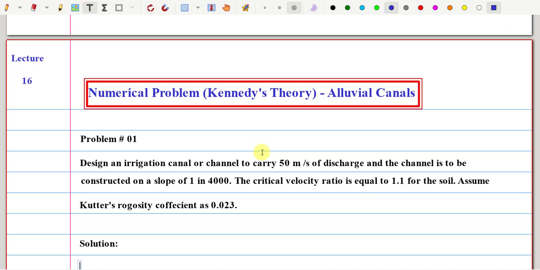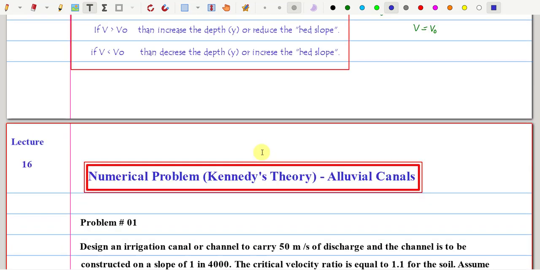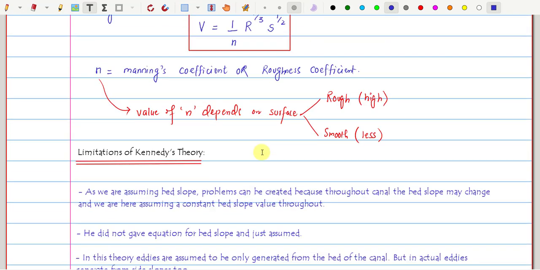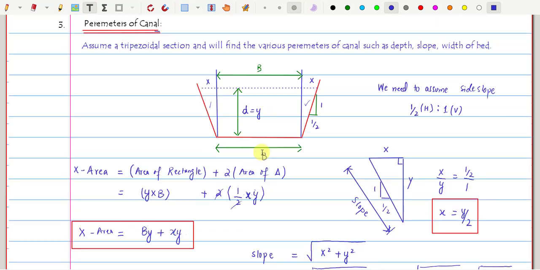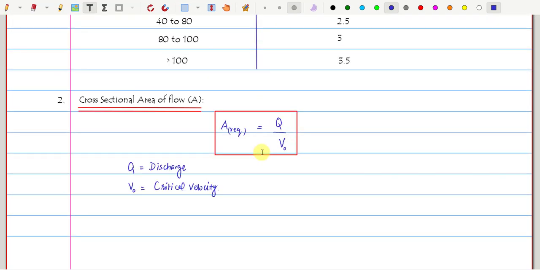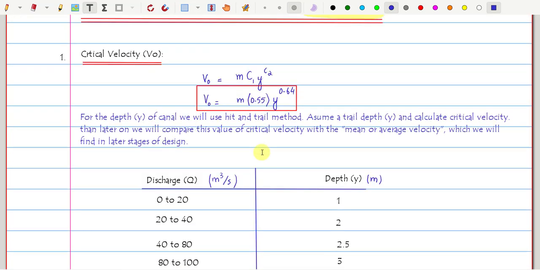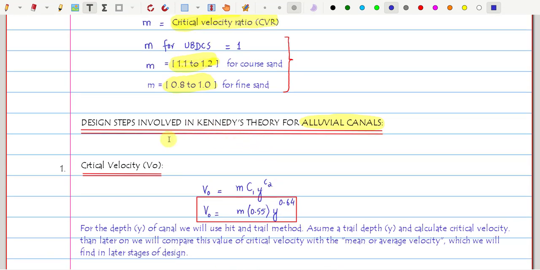In this lecture we are going to solve a numerical problem based on Kennedy's theory. As we know, we use Kennedy's theory to design alluvial canals. In the previous video we discussed the steps we are supposed to follow to design a canal by using Kennedy's theory.